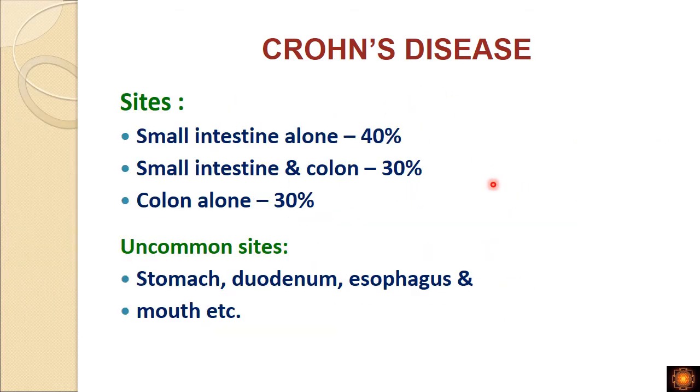Now when we see the sites, as I told you, Crohn's disease can involve any part of the intestine, that is from the mouth to the anus. But the most common site is the small intestine alone. That's 40% of the cases involving only the small intestine, whereas in 30% of the cases we see involvement of both the small intestine and the colon, and 30% the colon alone. Uncommon sites: it can involve the stomach, duodenum, esophagus, or the mouth.